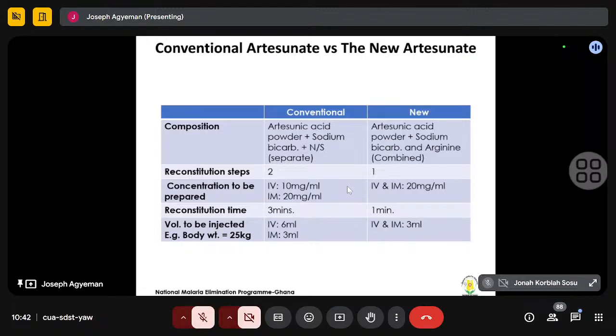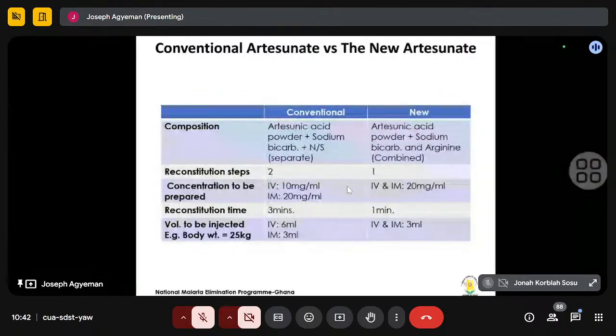Unlike the old or existing one, you have to be sure. If you are doing IV, you have to know that you are preparing 10 milligrams per ml. And if you are doing IM, you have to know that you are preparing 20. You can mix it up and exchange the concentrations and get it all wrong.